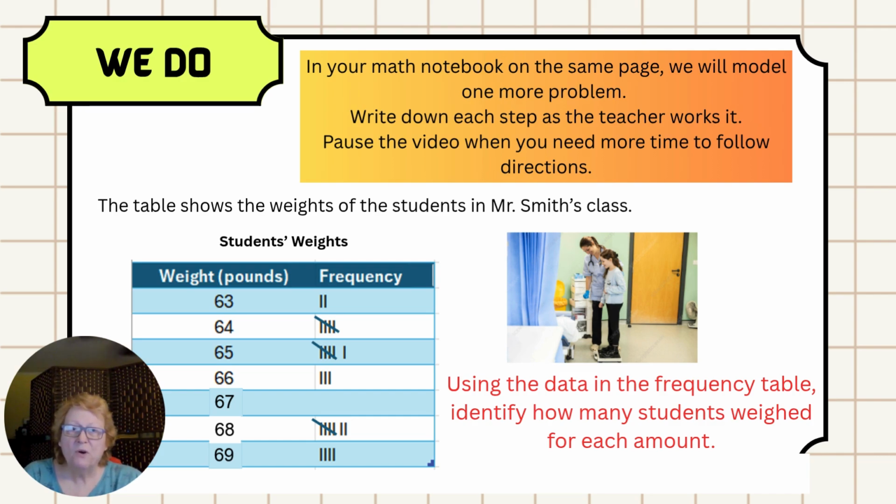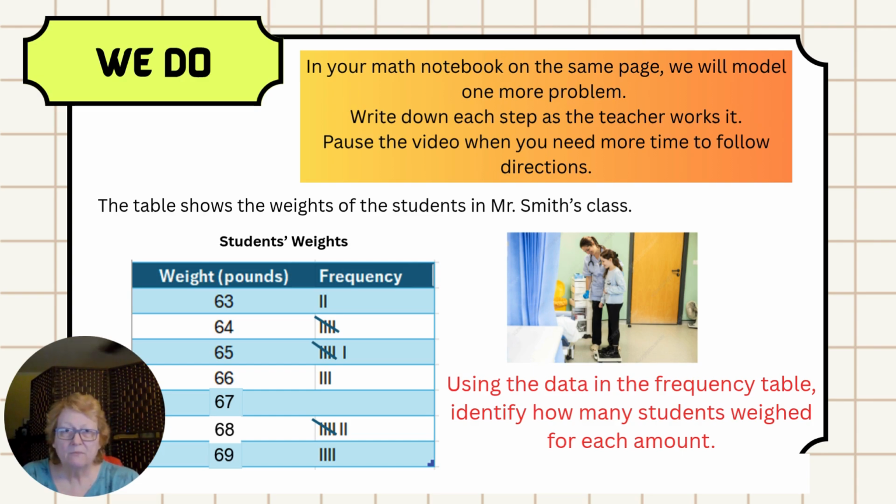Now we're going to work our second problem. And you're going to continue to write this problem down and take notes in your math notebook, either on the same page or on a new page. Remember, you are to write down each step as we work through this problem so that you will have modeled examples when it is your turn to practice these types of problems on your own. If you need more time to write things down or take notes, you can always pause your video.